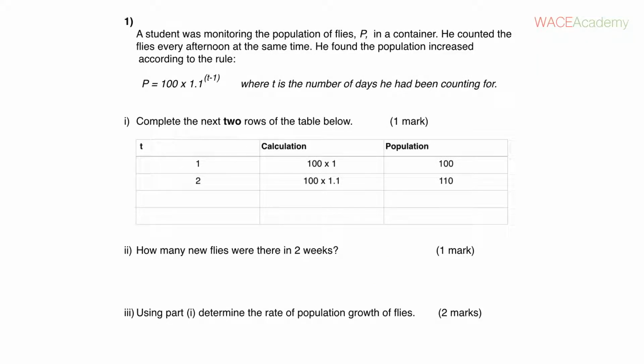Question 1. A student was monitoring the population of flies, P, in a container. He counted the flies every afternoon at the same time. He found the population increase according to the rule P is equal to 100 multiplied by 1.1 to the power of t minus 1, where t was the number of days he had been counting for. Part I asks us to complete the next 2 rows of the table. Finish reading the rest of the question for yourself and pause the video to see if you can finish the question.